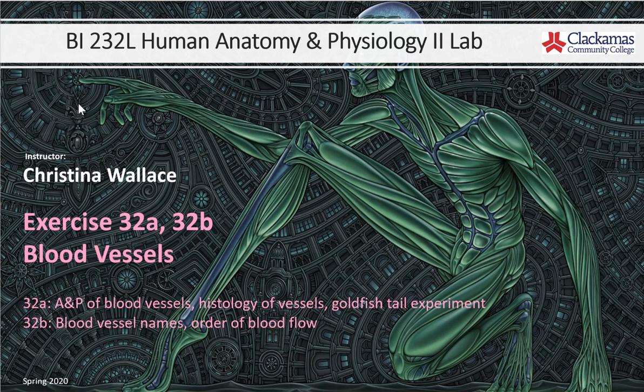Today we're going to talk about exercises 32A and 32B, which is all about blood vessels. 32A is going to talk about anatomy of blood vessels and histology, and then there is a goldfish tail experiment that we'll look at. And then 32B is basically listing all the vessel names that you need to know and the order of flow. So you're going to be tracing a drop of blood from one location to another.